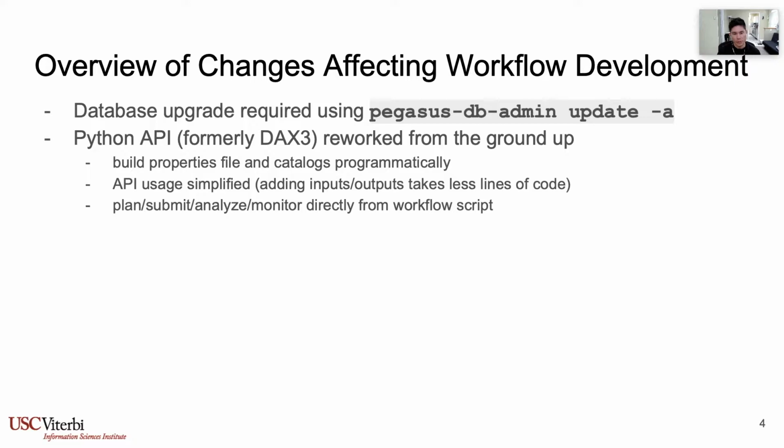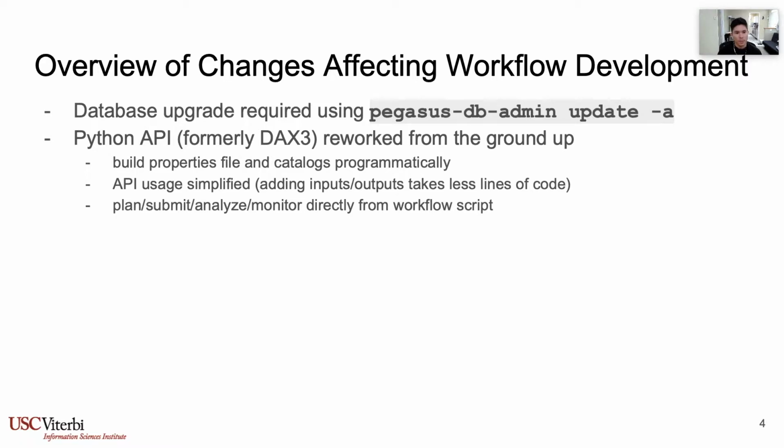Next, as I mentioned, you do need to perform a database upgrade on the Pegasus master database, but it's really straightforward. All you need to do is run the command pegasus-db-admin update -a from your terminal, and that will update everything for you. And lastly, one of the biggest changes is that our Python API, which was formerly called pegasus.dax3, has been reworked from the ground up.